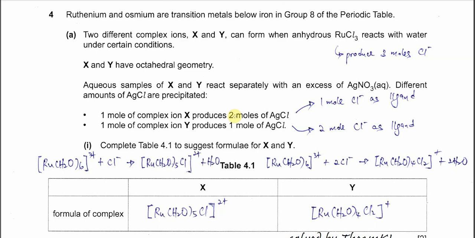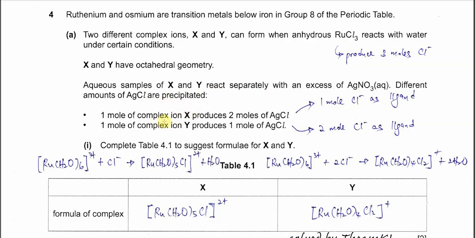Question 4. Ruthenium and osmium are transition metals below iron in group 8 of the periodic table. A. Two different complex ions X and Y can be formed when anhydrous ruthenium chloride reacts with water under certain conditions. X and Y have octahedral geometry. Aqueous samples of X and Y react separately with excess silver nitrate solution. Different amounts of silver chloride are precipitated.